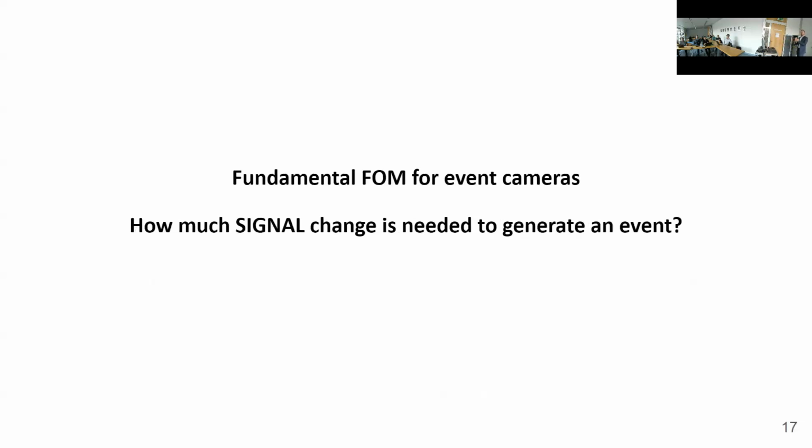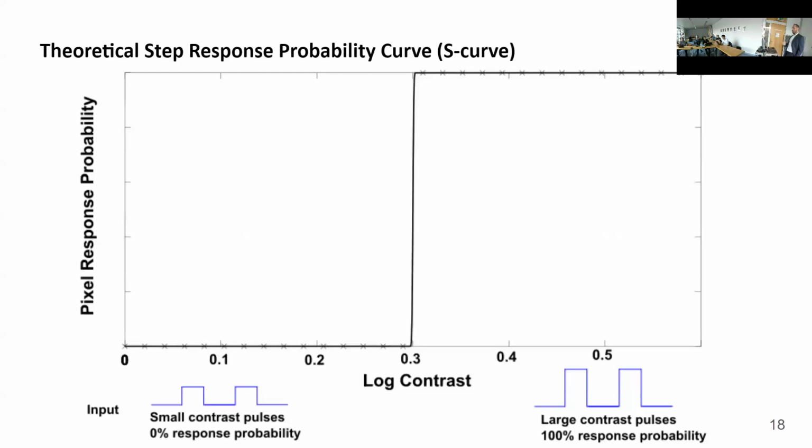So the one I'm going to discuss today is what do we think is the most important figure of merit for an event camera? I would argue it's the threshold. How much signal change is actually needed to generate an event? So we looked at what was there in literature before, and what's emerged as probably the most popular of the characterization methods for threshold is called the step response probability, or S-curve. It's a relatively simple method where we apply light pulses of very low contrast initially. We gradually increase the contrast, and we observe the pixel response probability for each of these sequences of pulses.